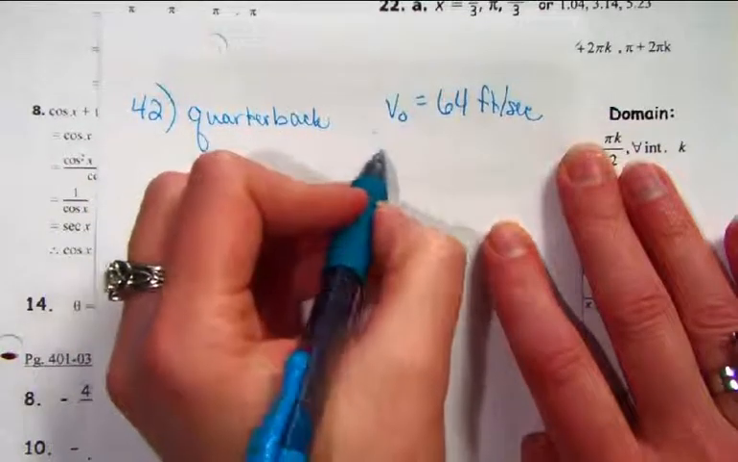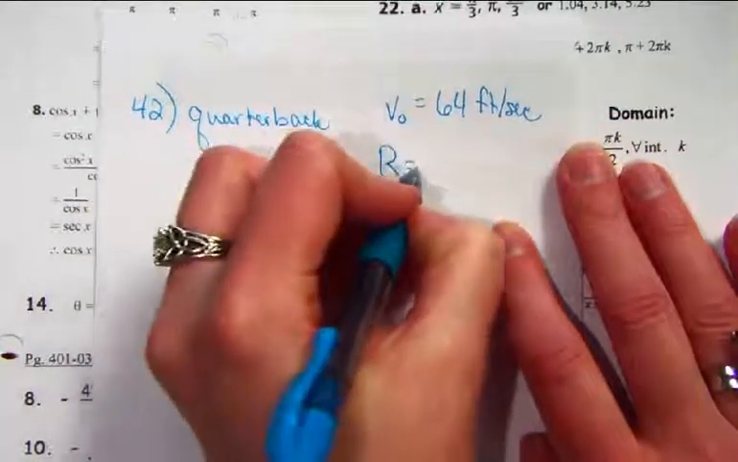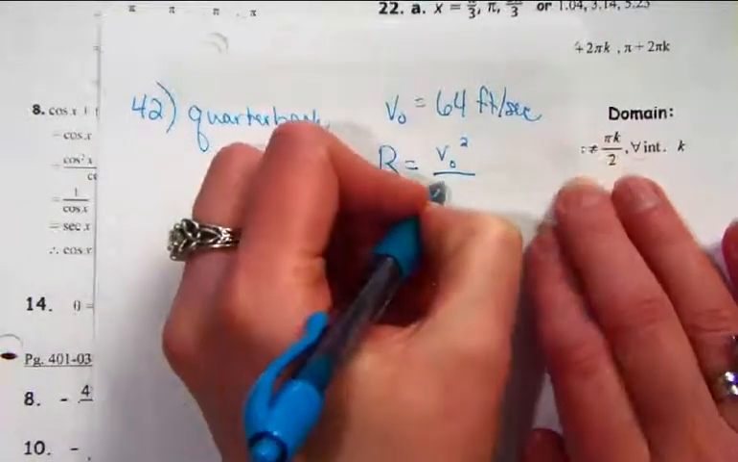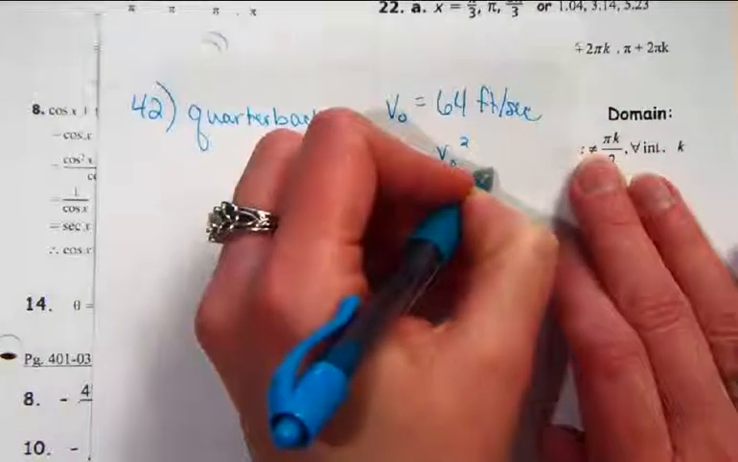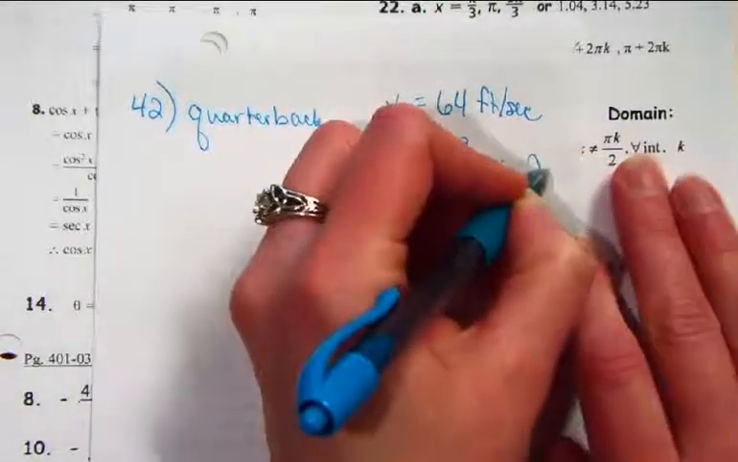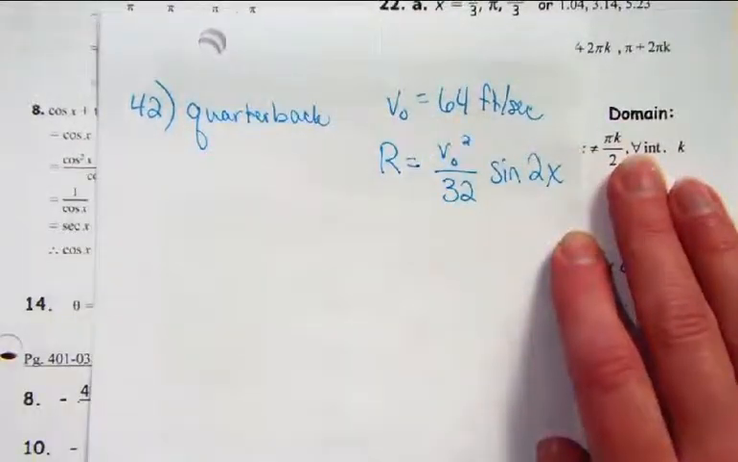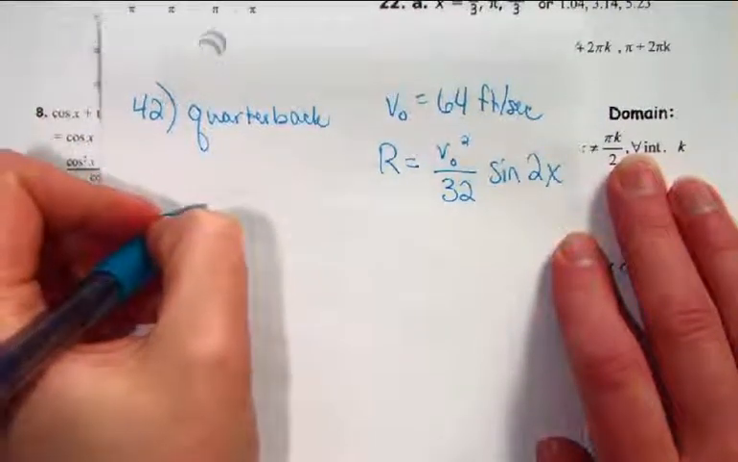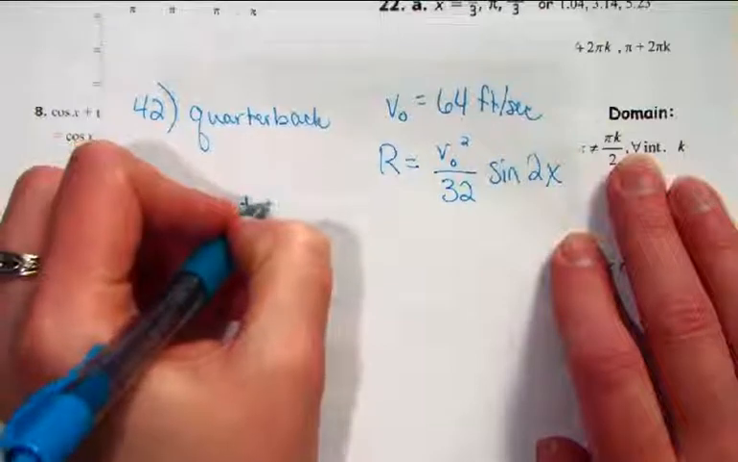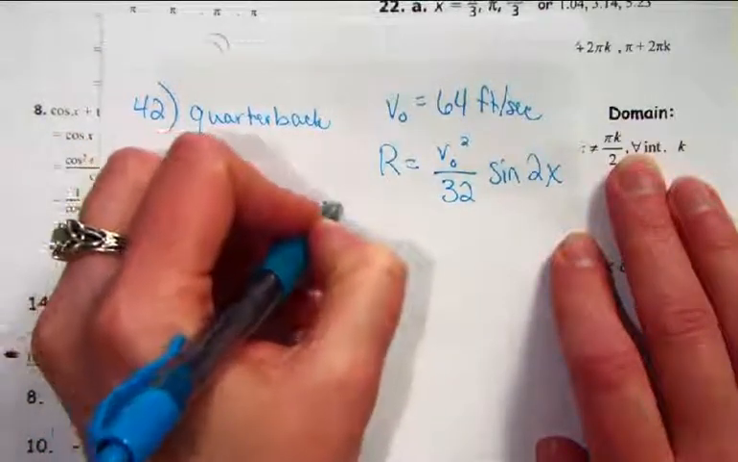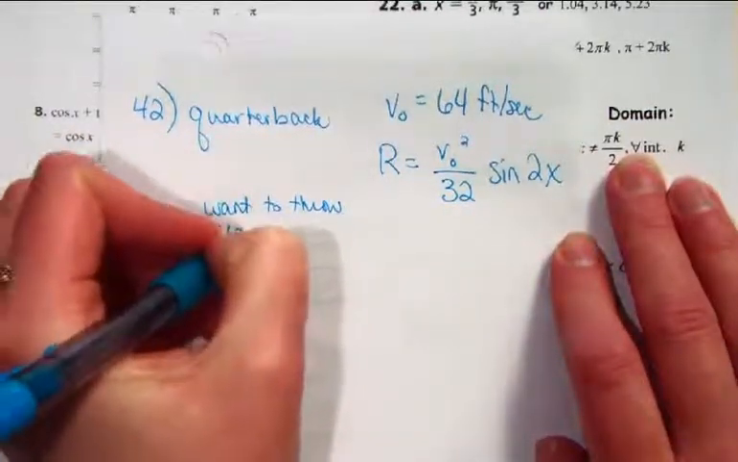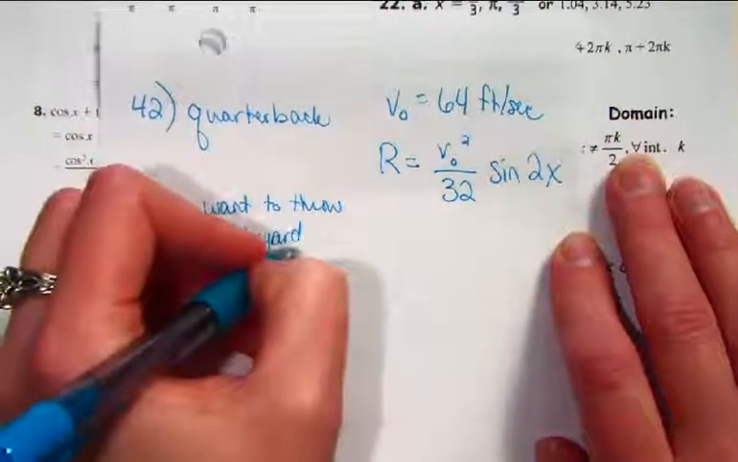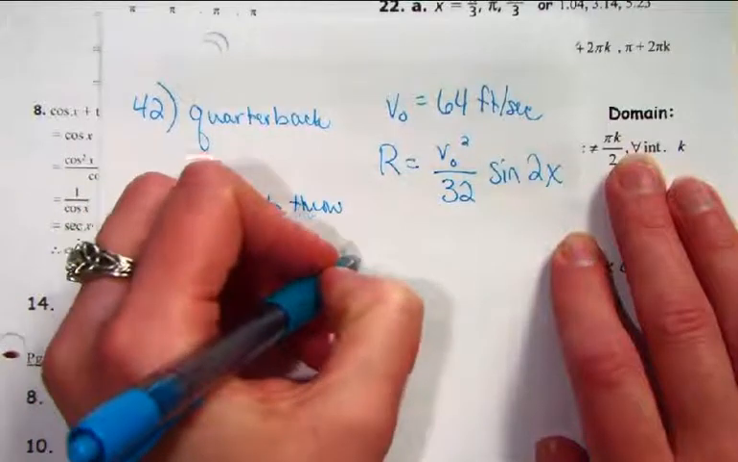And we're using that same formula that we used a little earlier in this chapter. Remember when we looked at the person being shot out of the cannon for the circus? We're using this equation. And his goal is that he wants to throw a 40-yard pass. We want to see if that's going to happen. And they remind us in the problem that's 120 feet.